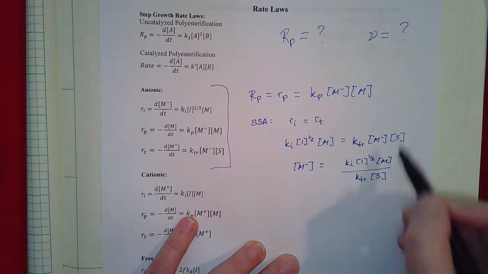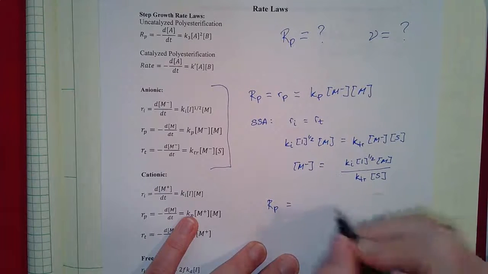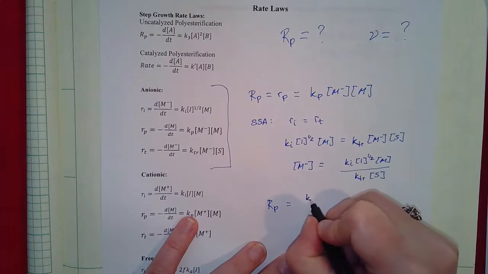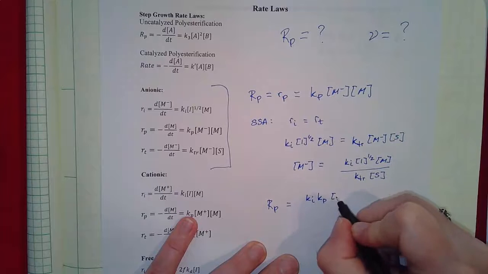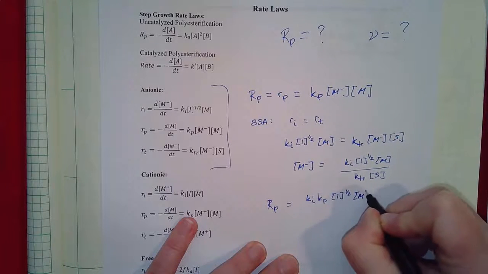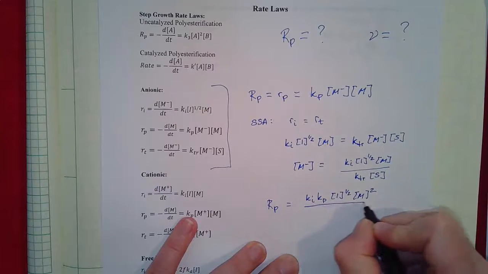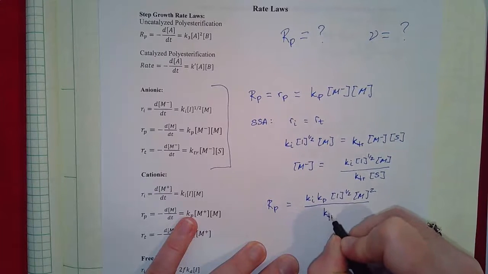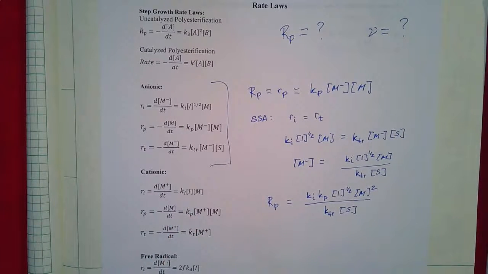All I need to do is take that and plug it in. So my rate of propagation simply equals Ki, Kp, initiator to the 1/2, monomer concentration squared, divided by the rate constant for termination and the solvent concentration. So that's how we get to our rate of polymerization.